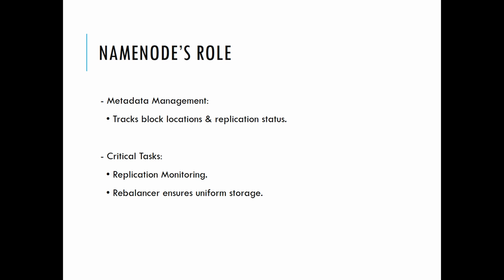Rebalancer. The NameNode also runs a rebalancer process that ensures data is uniformly distributed across the cluster. This helps in avoiding hotspots and makes sure that no single DataNode is overloaded with data, thus optimizing performance and storage utilization.